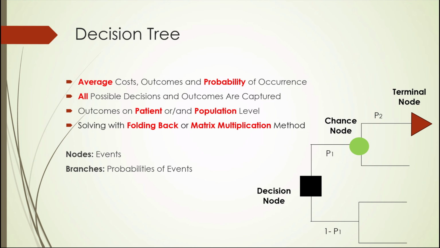With decision trees, we are able to capture outcomes not only on patient level, but also on population level. And then the most important thing is for us to be able to calculate those probabilities using methods such as the folding back method or matrix multiplication method, so that we can finally compare those branches in the tree of two different decisions that we are making to see which one is found to be cost effective.